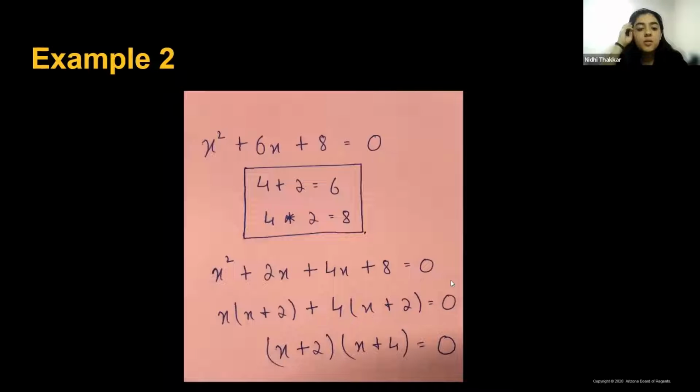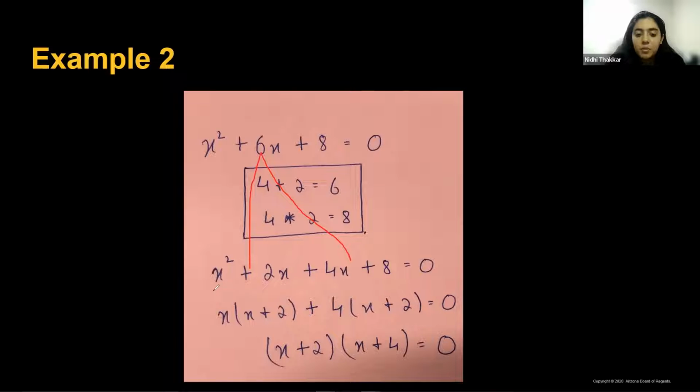All right. So we have x squared plus 6x plus 8. Again, we want two numbers whose sum is the middle one, which is 6, and whose product is 8. That is 4 plus 2 equals 6, and 4 times 2 equals 8. We can split 6x into 2x plus 4x, which gives you 6x, as we did in the first one. So we get x squared plus 2x plus 4x plus 8 equals 0.